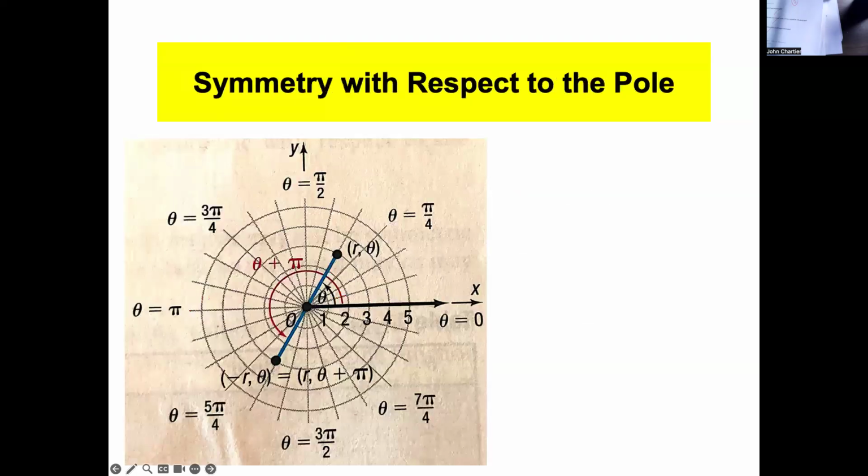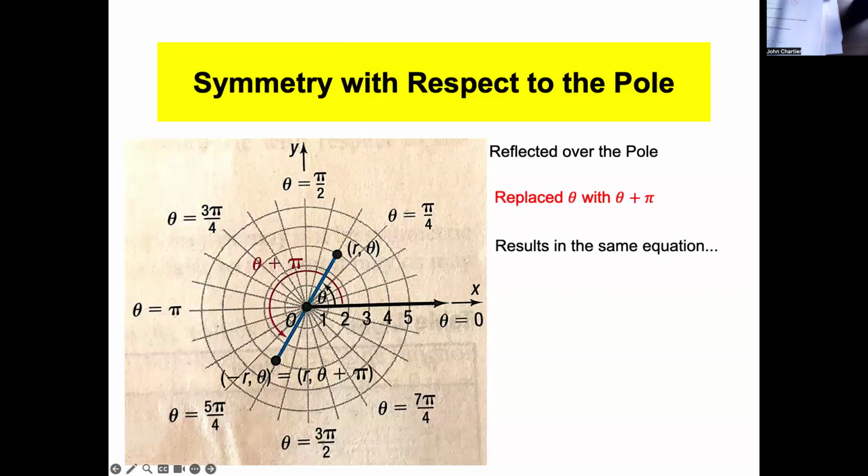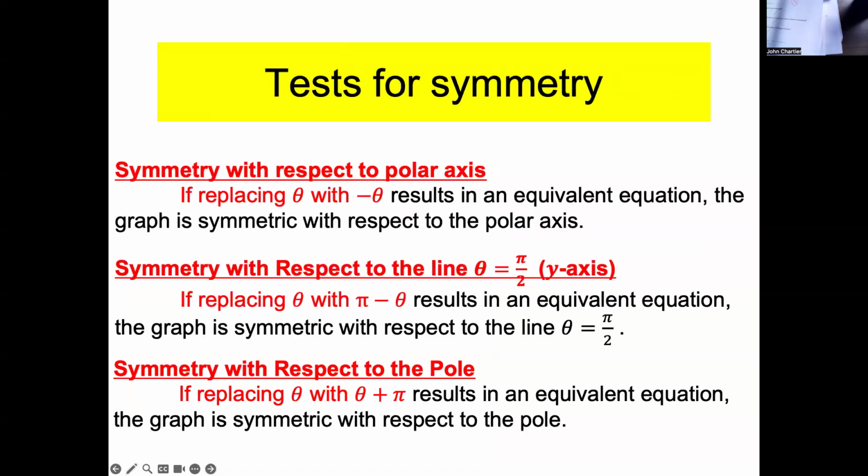The last one is the pole symmetry, or symmetry with respect to the pole. This is the one where if you take the shape, you turn it 180 degrees and you get exactly the same shape, then it has this type of symmetry. So we take theta, we add pi to it, that would be 180 degrees. You get back to exactly the same shape or the same equation, then you can conclude that it does have symmetry with respect to the pole. All right. So those are the 3.